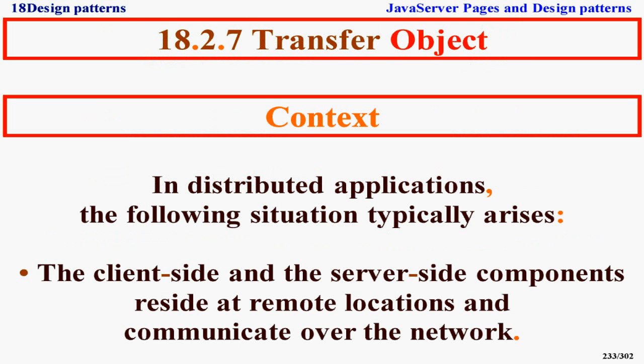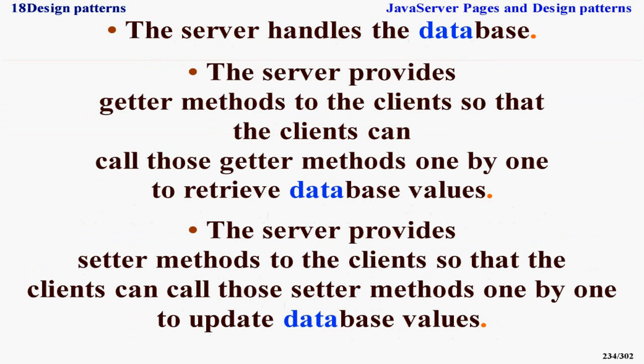18.2.7 Transfer object. Context. In distributed applications, the following situation typically arises. The client-side and the server-side components reside at remote locations and communicate over the network. The server handles the database. The server provides getter methods to the client so that the clients can call those getter methods one by one to retrieve database values. The server provides setter methods to the client so that the clients can call those setter methods one by one to update database values.